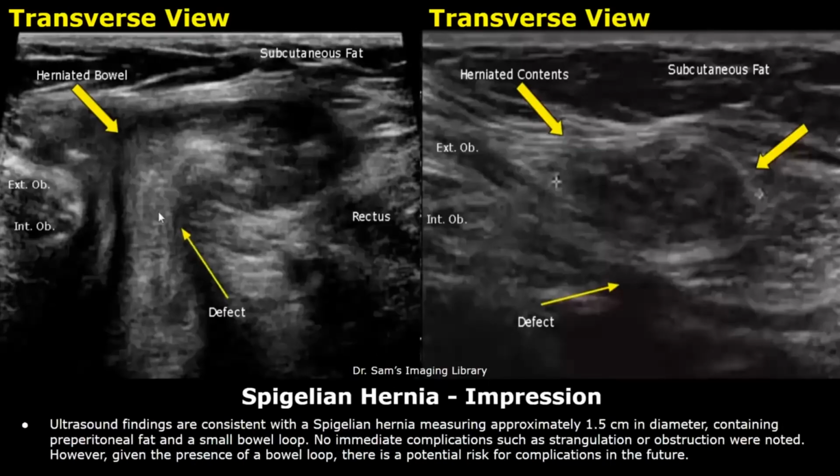This is the impression. Ultrasound findings are consistent with a Spigelian hernia measuring approximately 1.5 centimeters in diameter, containing preperitoneal fat and a small bowel loop. No immediate complications such as strangulation or obstruction were noted. However, given the presence of a bowel loop, there is a potential risk for complications in the future.